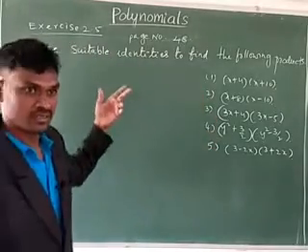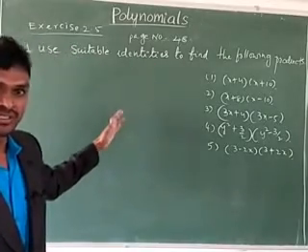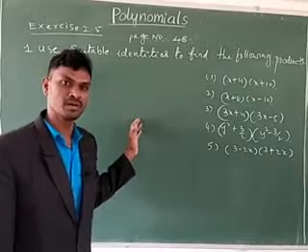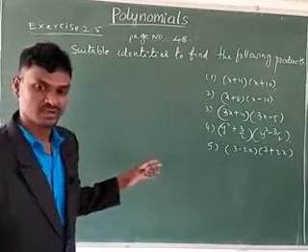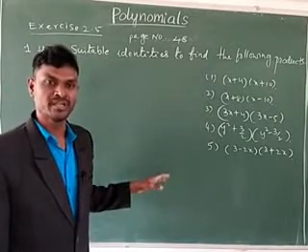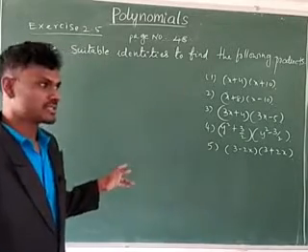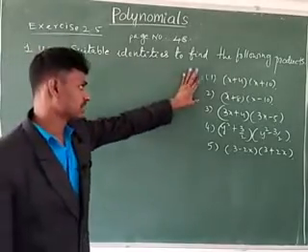In the previous video we discussed the different types of identities: the (a plus b) whole square formula, the (a minus b) whole square formula, (x plus a) into (x plus b), then (a plus b plus c) whole square, then the (a plus b) whole cube formula and the (a minus b) whole cube formula. Now you have to see here: use suitable identities to find the product.